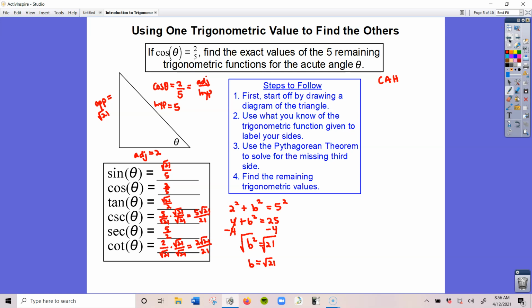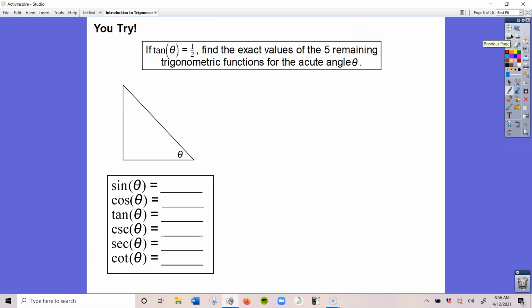Let's try another one. We have here, if tangent is equal to 1/2, find the exact values of the 5 remaining trigonometric functions for the acute angle theta. So let's label these sides. Here's theta, so that means that this is my opposite side. This is my hypotenuse. And then this would be my adjacent.